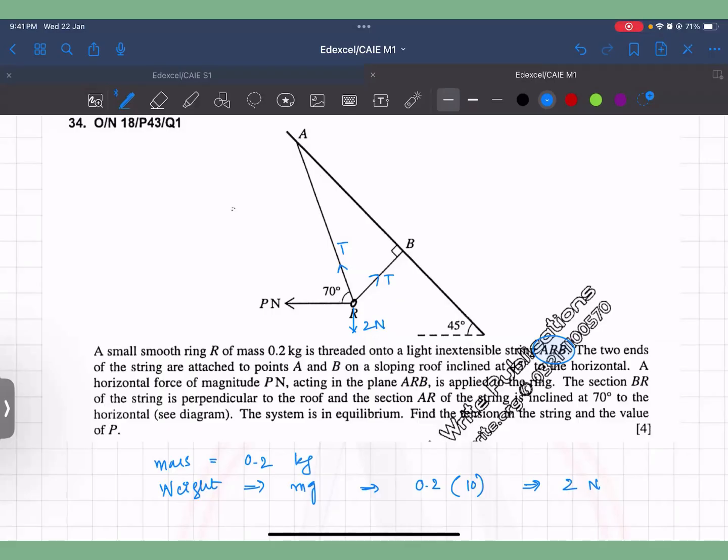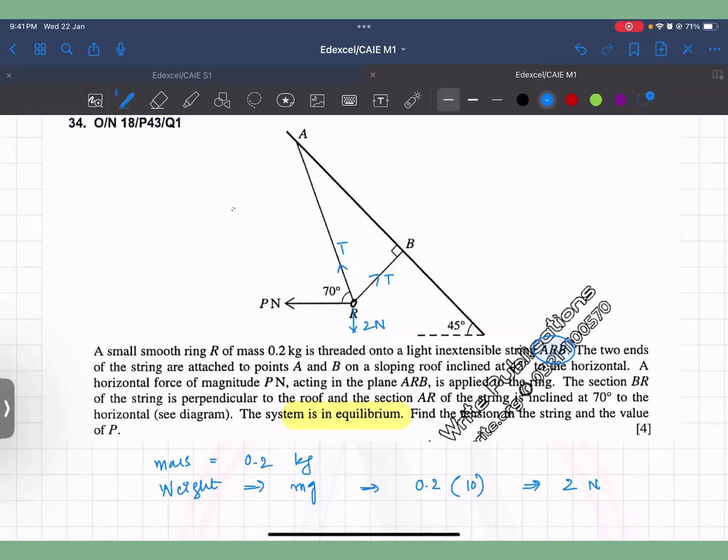The section BR, what is BR? It is perpendicular to the roof. The section AR is inclined at 70. The system is in equilibrium. Find the tension in the string and the value of P. So we want this T and P.